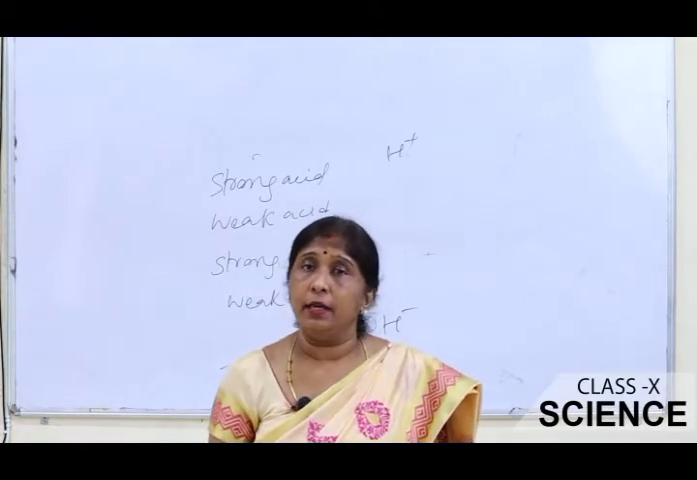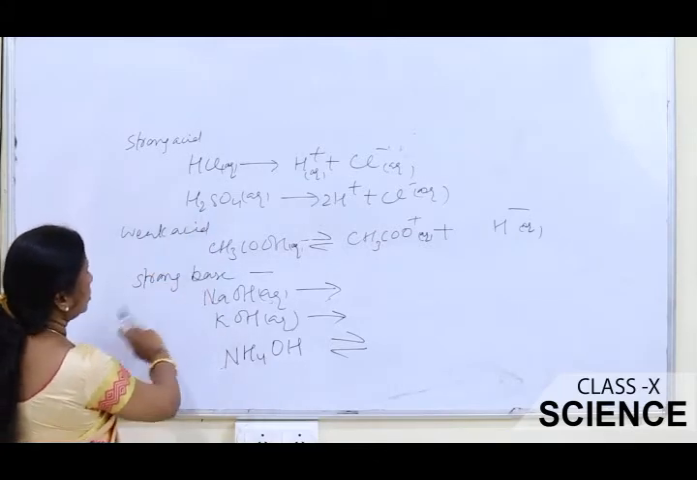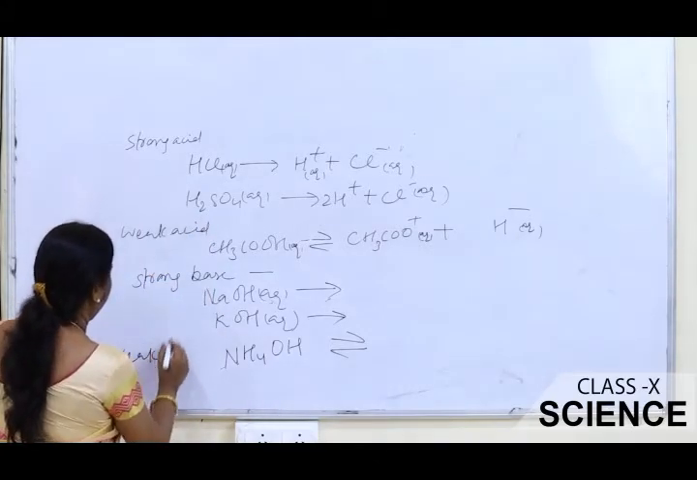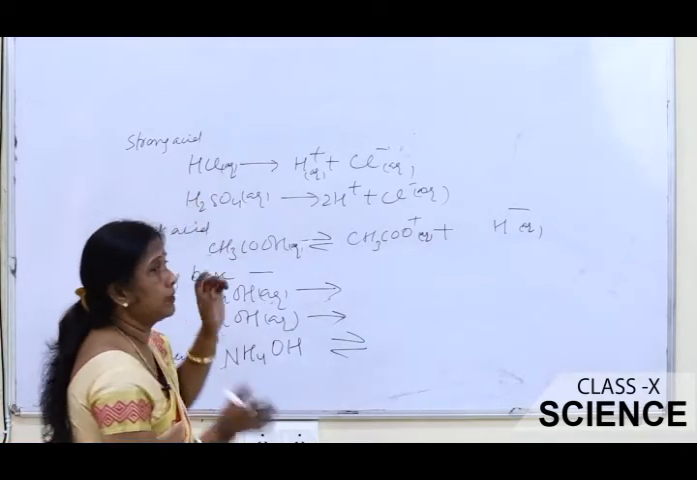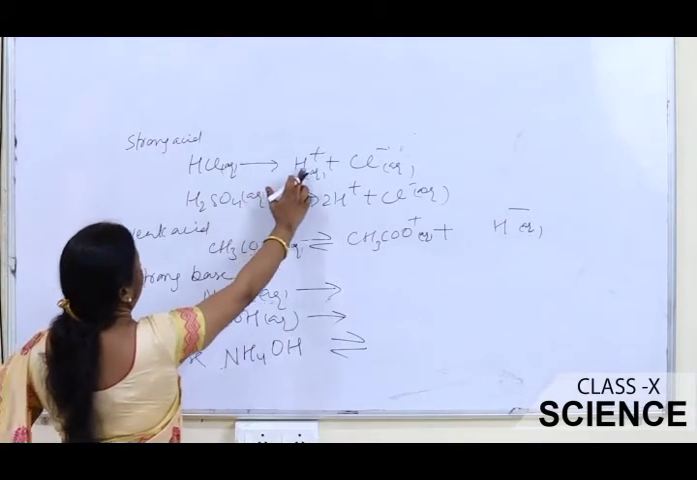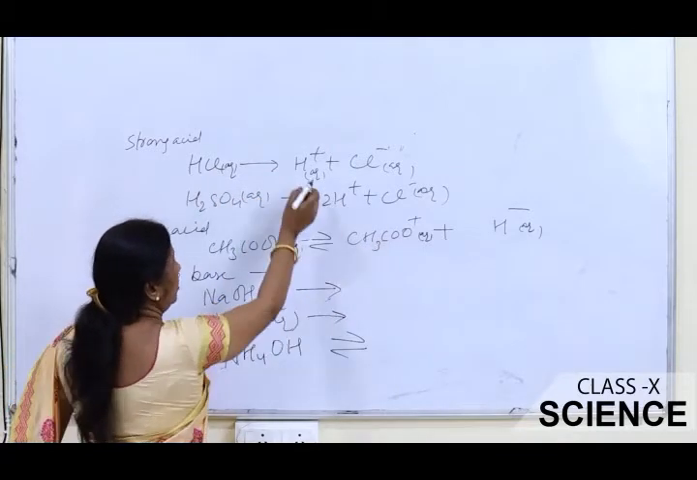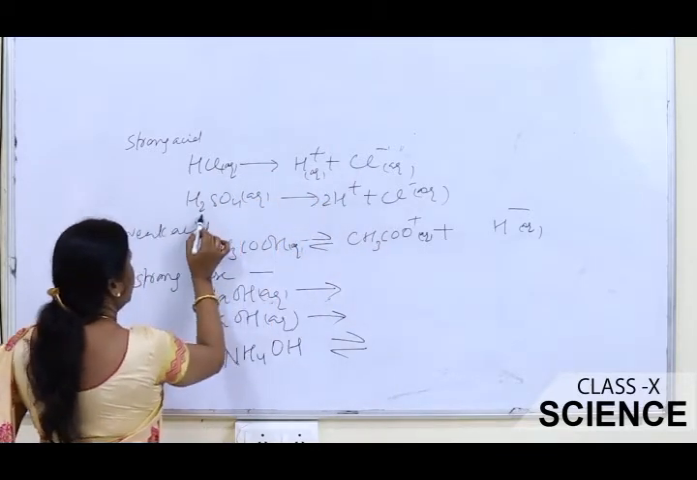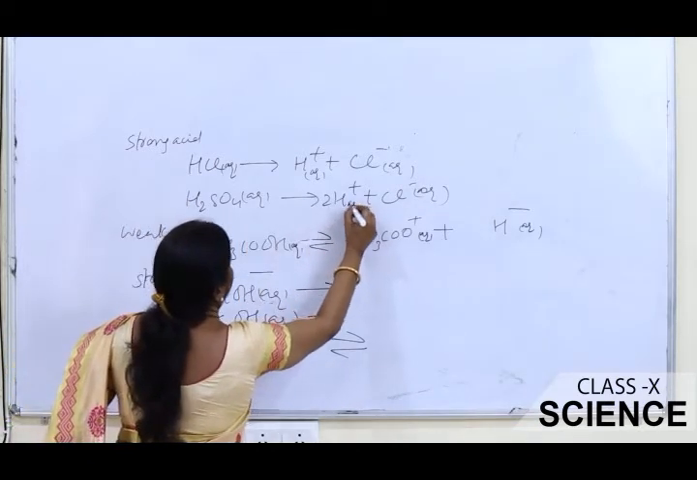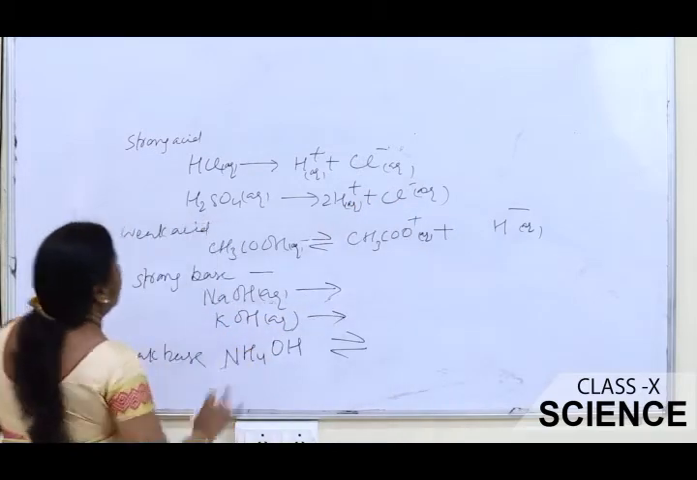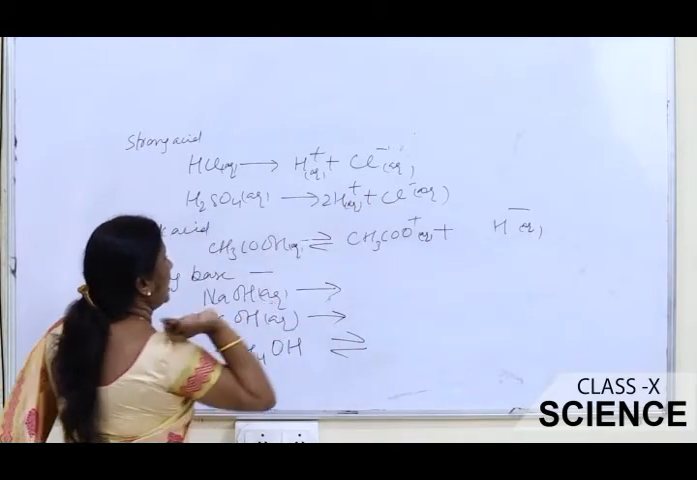Now let us see some examples. You can see here some strong acids, weak acids, strong bases and weak bases. See here, in case of the strong acid HCl in the aqueous form, that is HCl mixed with water, it forms H plus and Cl minus ions. It is getting completely ionized. Similarly, H2SO4 is a strong acid in the aqueous form. When mixed with water, it forms H plus ions, and here also complete dissociation of H2SO4 into H plus ions takes place.